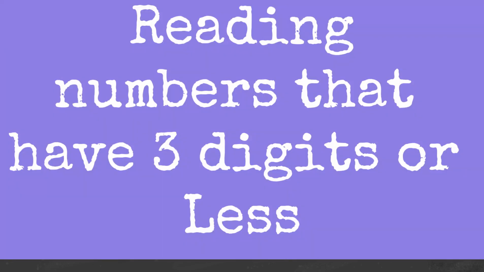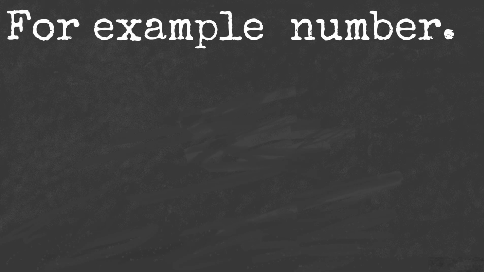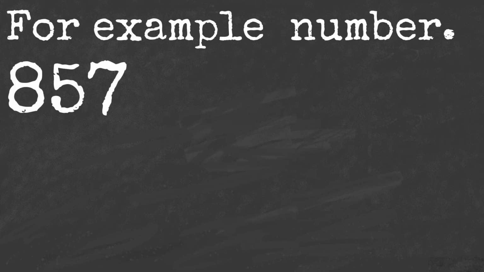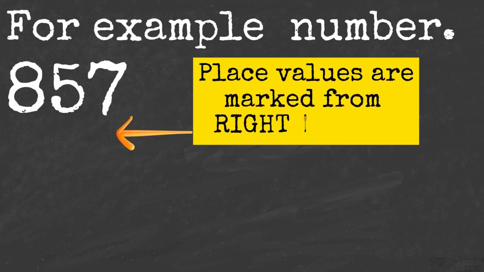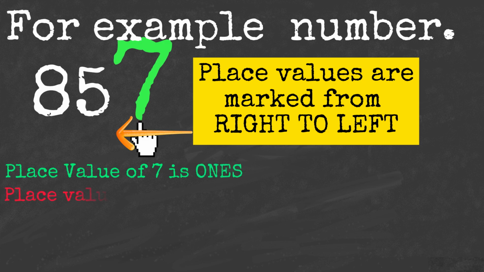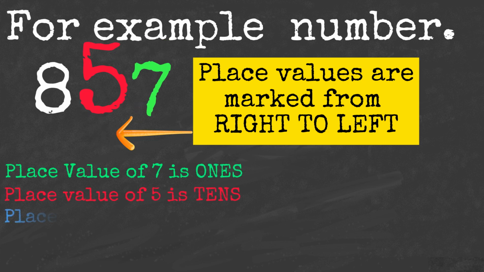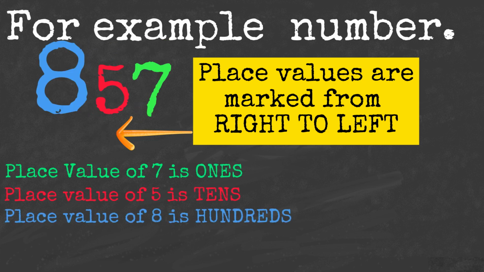Numbers that have 3 digits or less. For example, the number 857. Place values are marked from right to left. Place value of 7 is 1s. Place value of 5 is 10s. Place value of 8 is 100s.